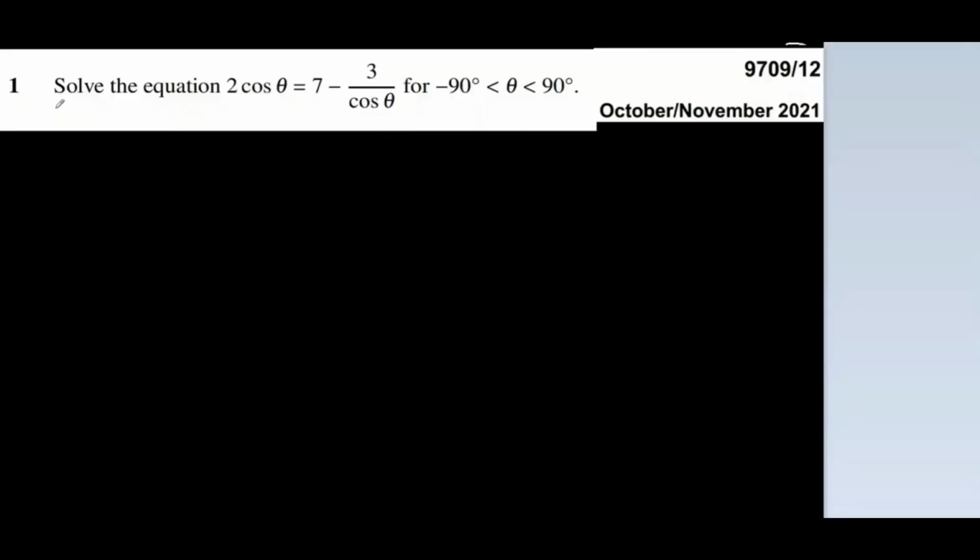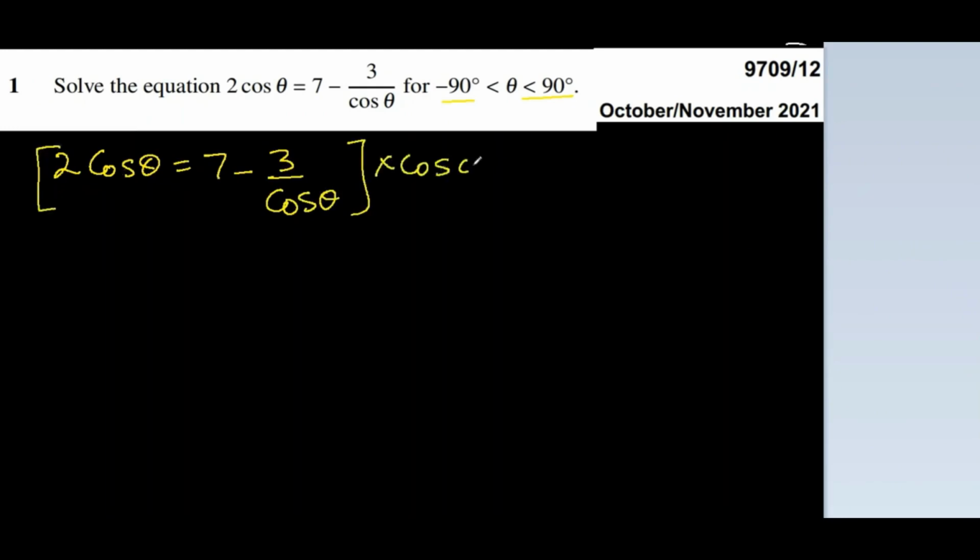Question 1. We have to solve this trigonometric equation in this domain, minus 90 to positive 90. Let me write the question first. Whenever we have such a situation that one of the terms has a denominator, eliminate that denominator by multiplying the whole equation by the same denominator.